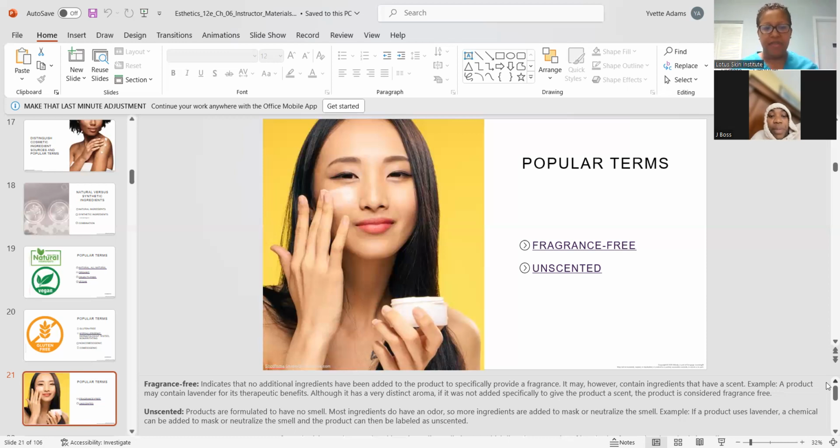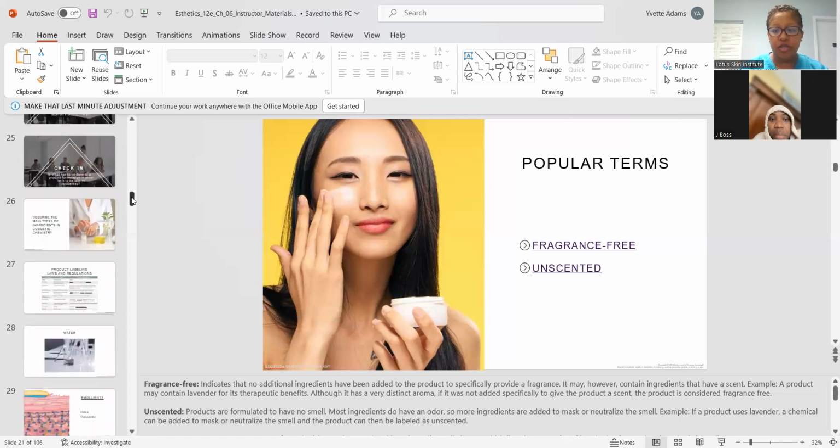And then there's unscented, and these are products that are formulated to have no smell. Some people don't want any smell to their products. All smells make them like, ugh. A lot of ingredients have an odor naturally, so sometimes you have ingredients added to mask or neutralize the smell. If it has lavender in it, there may be a chemical added to mask the product or bring down the smell of the lavender so that it can be considered unscented. So the difference between fragrance-free and unscented is very important to understand, because I think these popular terms are overused and misused quite a bit.